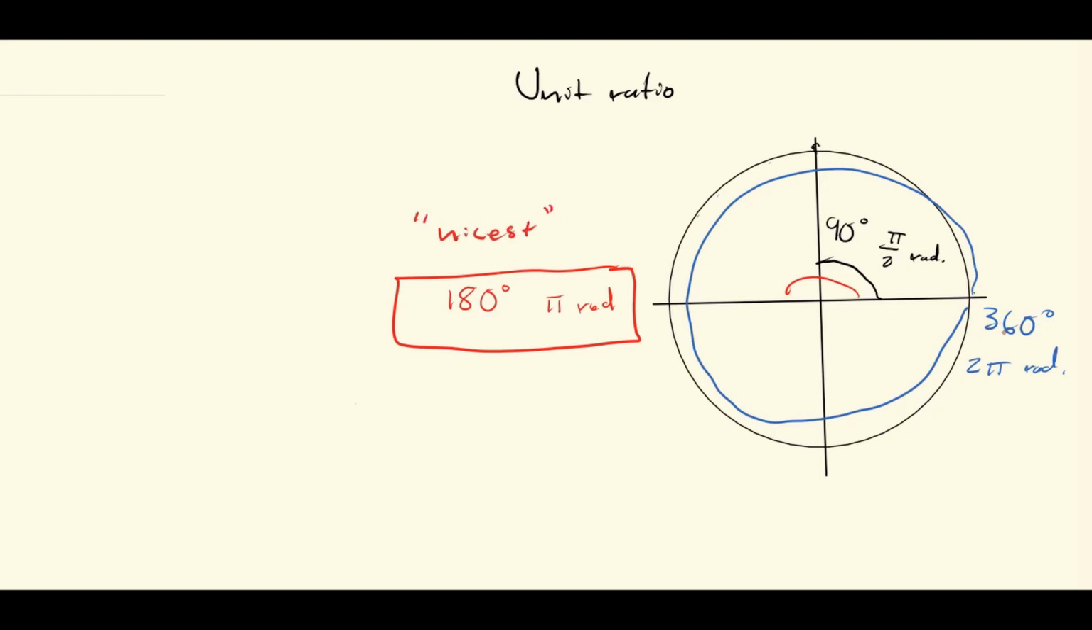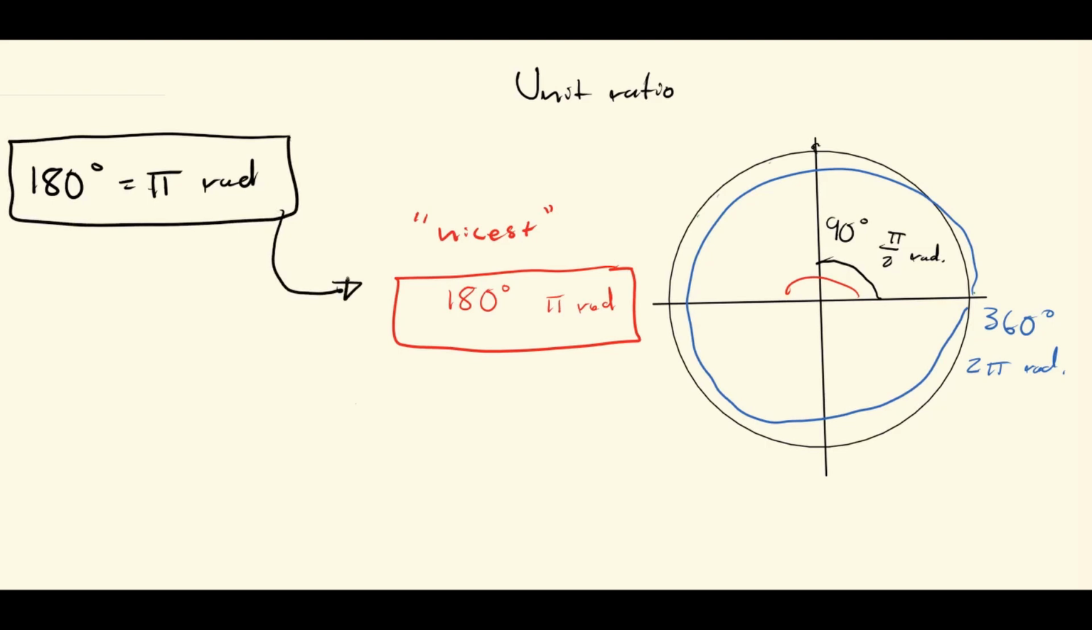If we compare it to 360 degrees is equal to 2 pi radians, we can simplify it by dividing both sides by 2. And that'll actually give us 180 is equal to pi. And similarly, if we compare it to 90 degrees is equal to pi over 2, if we want to get rid of that fraction here, we multiply both sides by 2, and that'll also give us pi is equal to 180 degrees. So 180 degrees is equal to pi radians. We got that from here.